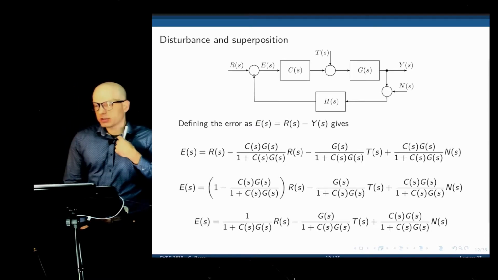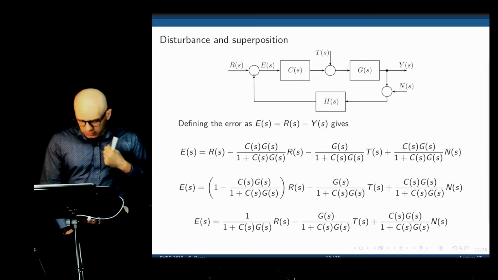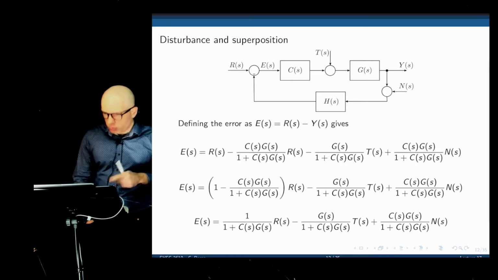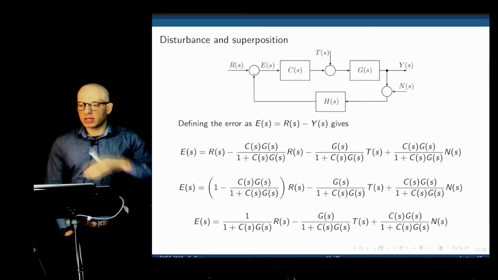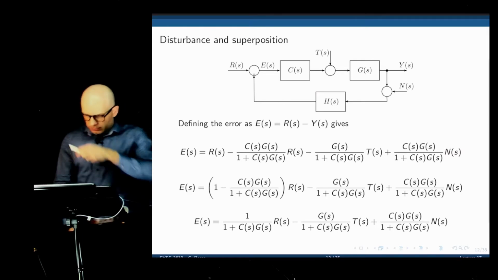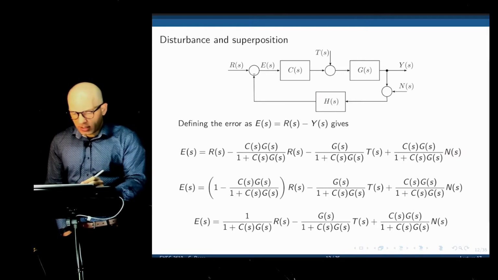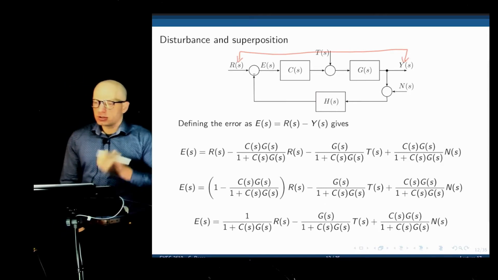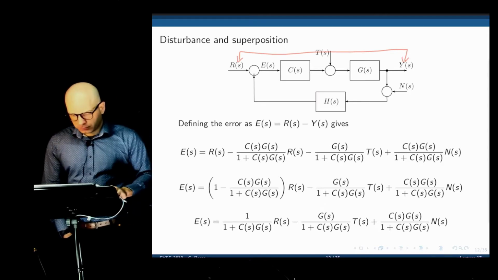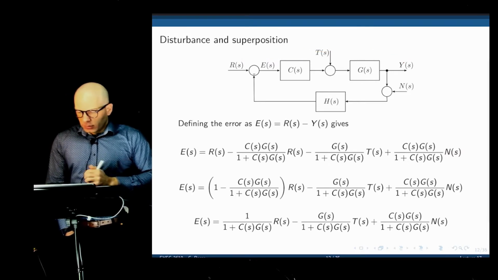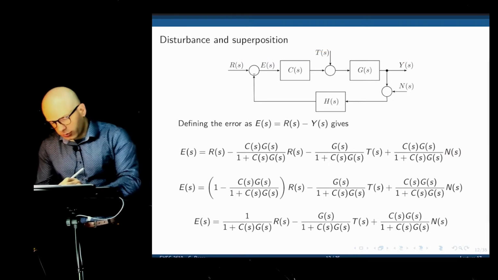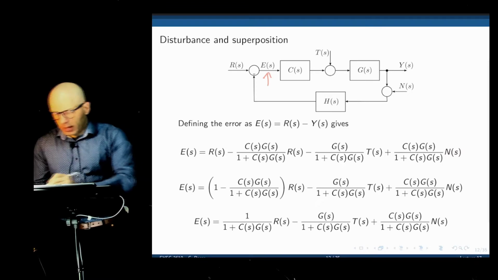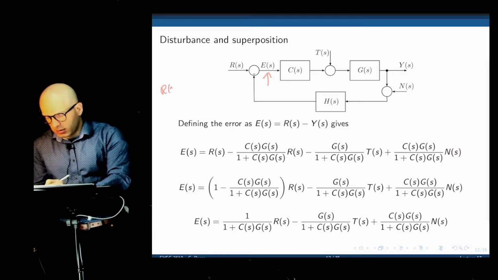But let's assume, for example, that we want to reject the effect of disturbances and noise. That is, we don't want the disturbance and noise to affect the steady state error of the system. We want Y to go always to R, regardless of the value of T and N. So we can define the error, which is right here, as the desired input minus the current output. This is the error in the system, simply the difference between the two.